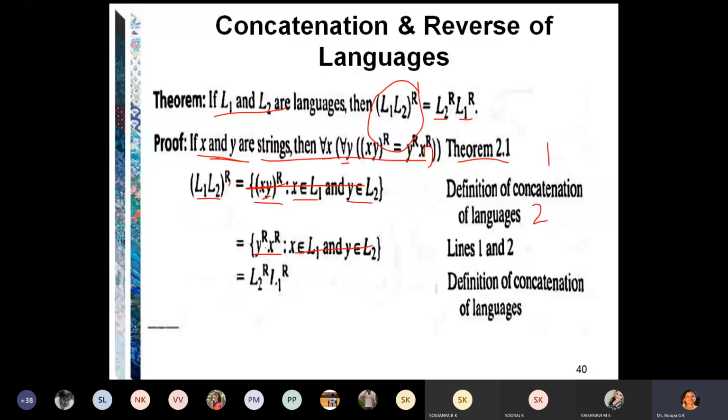Now, what is Y reverse and X reverse? Y is a string of language L2, so I will write L2 reverse. X is a string of language L1, so I will write L1. So we got L2 reverse and L1 reverse. (L1 L2) whole reverse is given like this. And students, please make a note here: we are only substituting the theorem as well as the definition. Theorem 2.1 and the definition of concatenation of languages. Only substitution. Okay, clear.